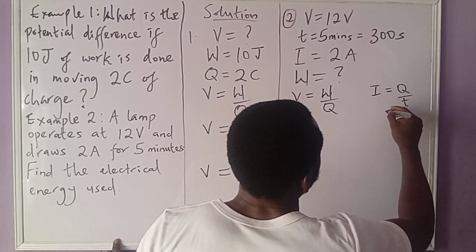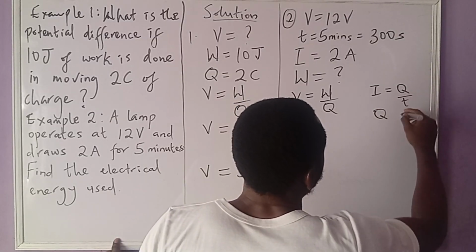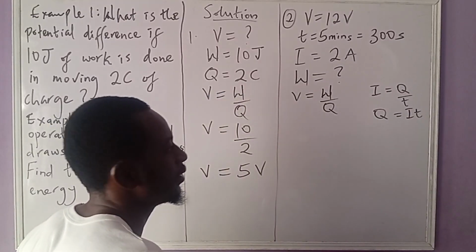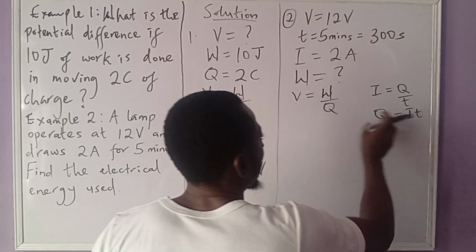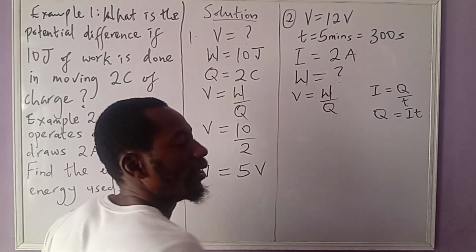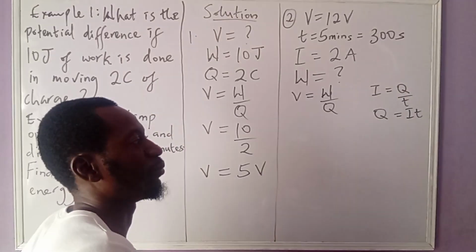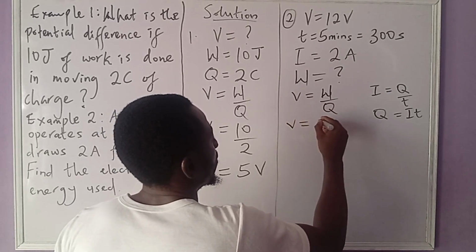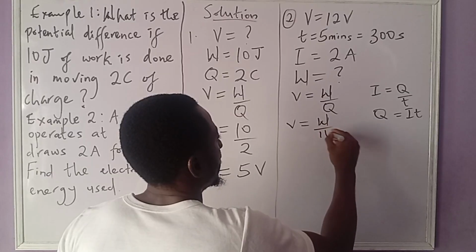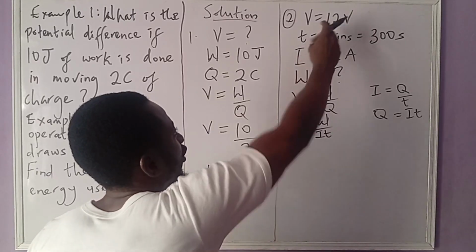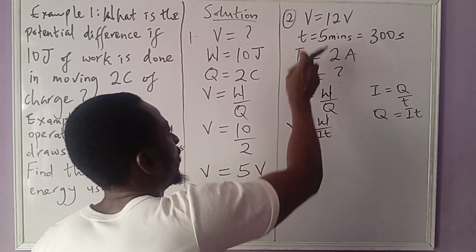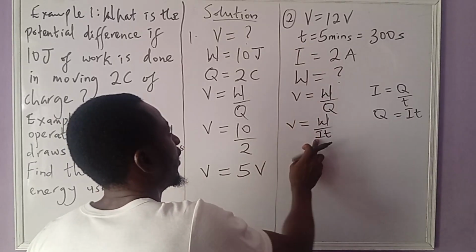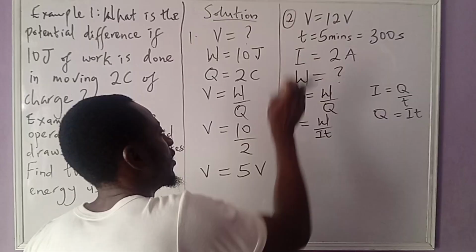Definitely from this, my Q is equal to I multiplied by T. If my Q is equal to I multiplied by T, instead of writing Q here, let me write I multiplied by T. Instead of writing Q here, I will write IT. V is equal to W over IT. Then I can substitute my values into this. Since I have the W, which is the work or electrical energy, current is there already, time is there already, and potential difference is there already.